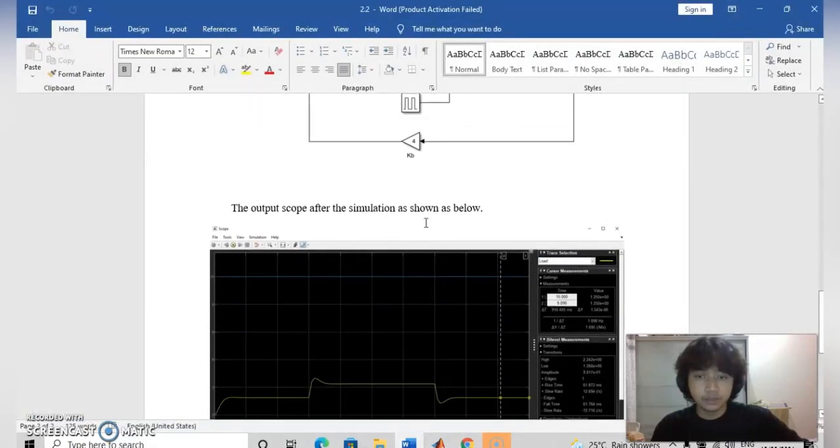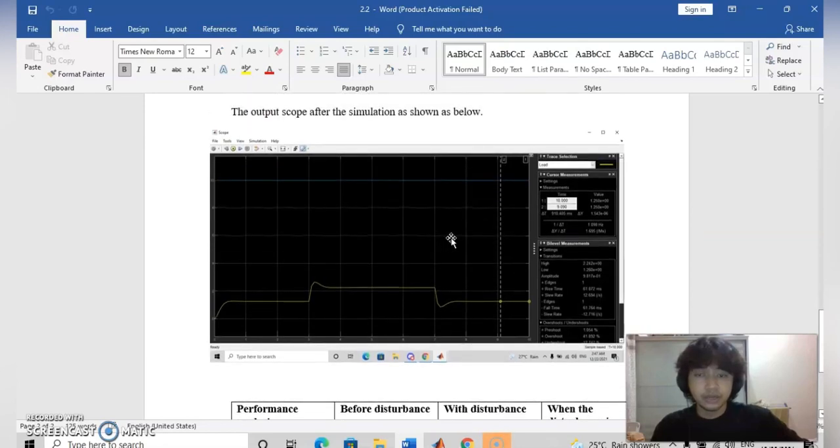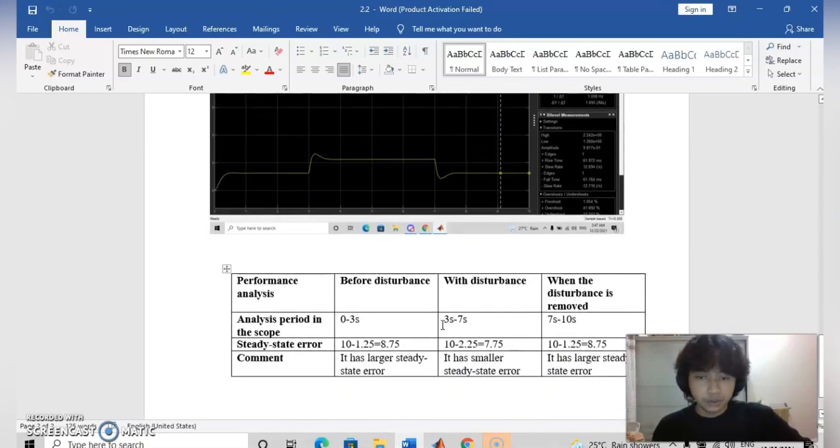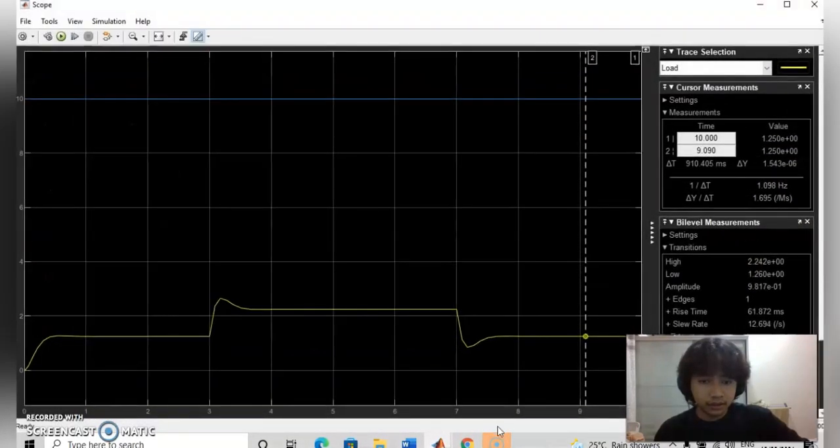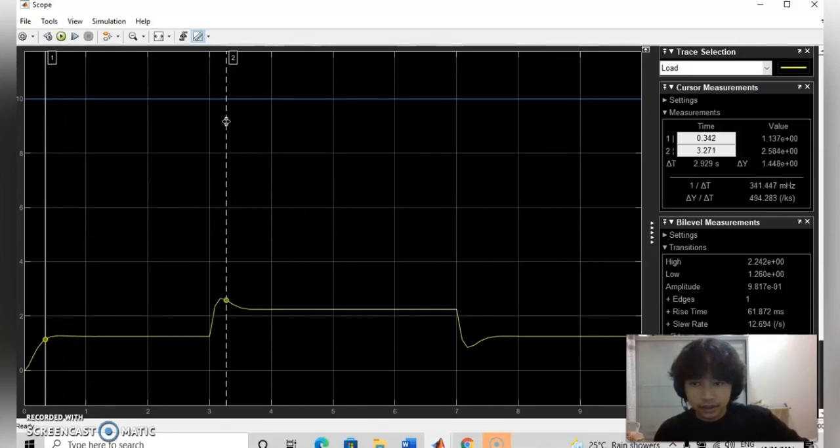The output scope after the simulation is shown below. Here I'm going to explain the output scope. We have analysis periods in the scope: 0 until 3 seconds, 3 seconds until 7 seconds, and 7 seconds until 10 seconds. I'm going to take from cursor 1: this is 0 seconds until 3 seconds, the first period.